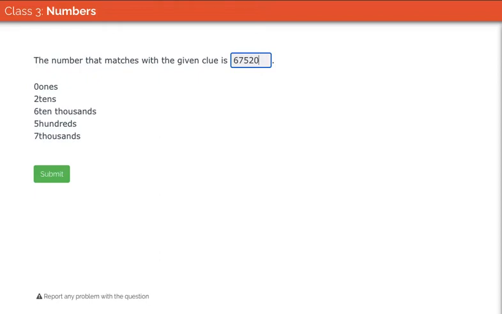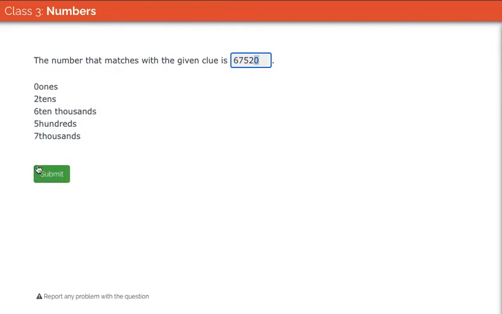So this actually means 6 ten thousands. Maybe you can just assume 60,000 if you don't know what is 10,000. This 7 stands for 7,000. This 6 stands for 6 ten thousands, otherwise 60,000 you can just say. 5 stands for 500, otherwise 50 tens. And this 2 stands for 2 tens, otherwise you can say 20 ones. And this 0 stands for 0 ones, or you can just say nothing.